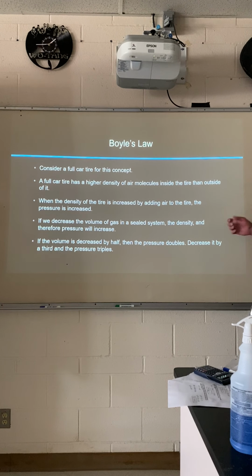Once the density of the tire is increased by adding air to the tire, the pressure is increased. So you go from 25 pounds per square inch, PSI, to let's say 35 pounds per square inch, which is a common number for most tires to run on. If you decrease the volume of gas in the sealed system, the density and therefore the pressure will increase. So I'm decreasing the volume, I increase the pressure. On the flip side, if the volume is decreased by half, the pressure doubles. And if I decrease it by a third, the pressure triples. By confining the space, by sticking more of a fluid in there, like a gas, I increase the pressure.